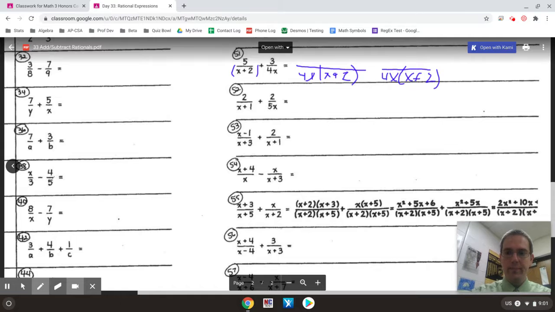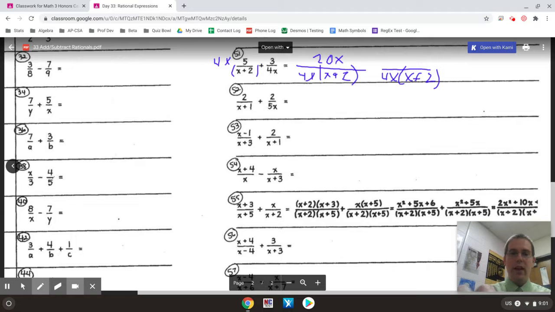Then I need to say, well, what do I need to put with this x plus 2 to get a 4x plus 2? And the answer is a 4x. And once again, we did not have a need to multiply the denominator, but I do need to multiply and simplify that numerator. So 4x times 5 is 20x.